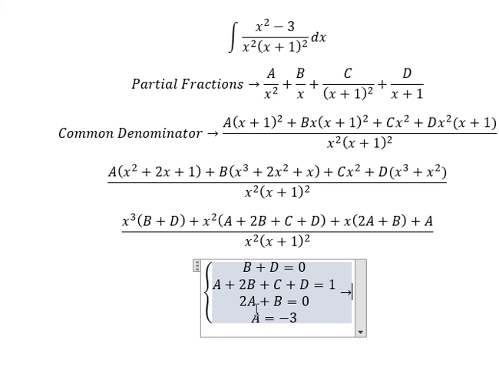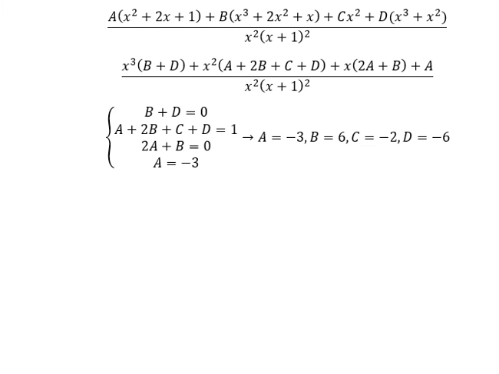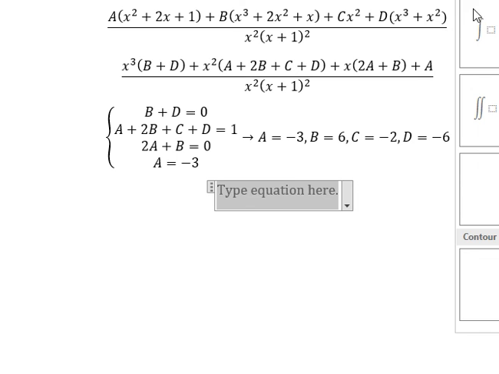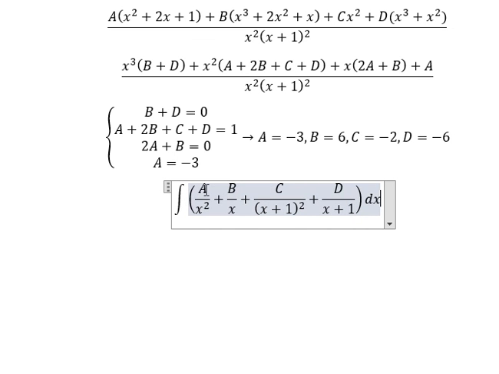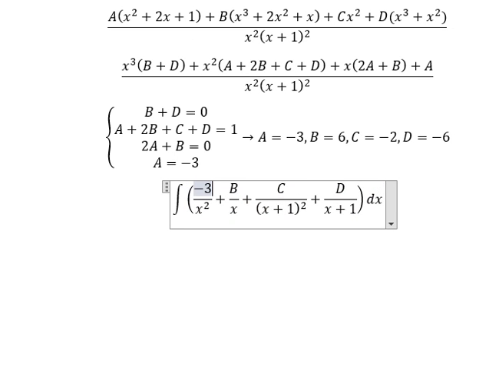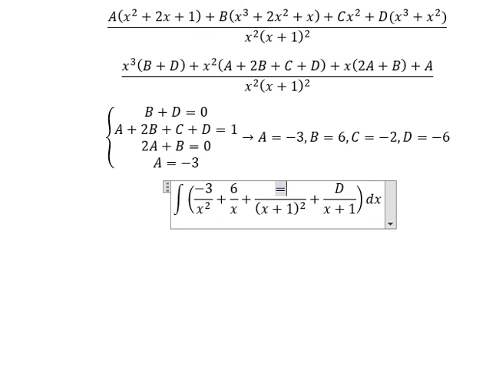And now we need to find the solutions of A, B, C, D. So we put A, B, C, D back in here. So A equals negative 3, B equals 6, C equals negative 2, and D equals negative 6. And now we have the final answer.